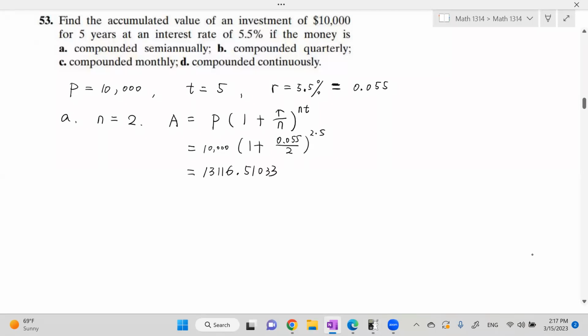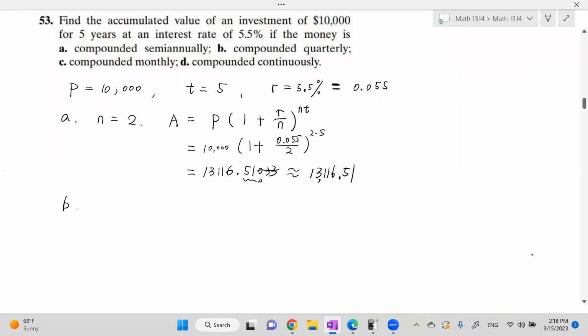All right, so we need to keep 2 decimal places. So I'm keeping these 2 because the digit after the 1 is 0, which is less than 5. So ignore this. We have 13116.51. And you can put a comma here.